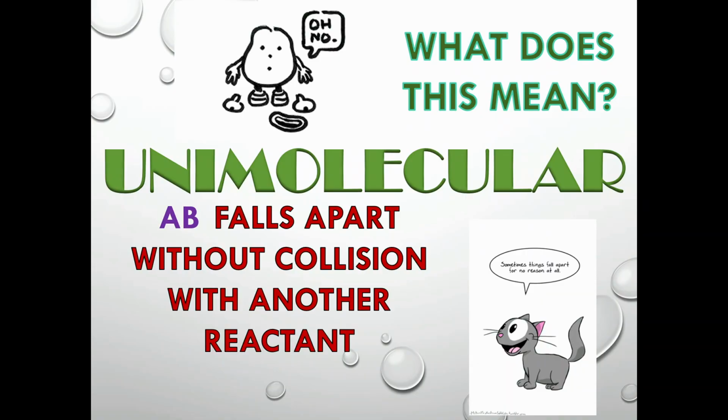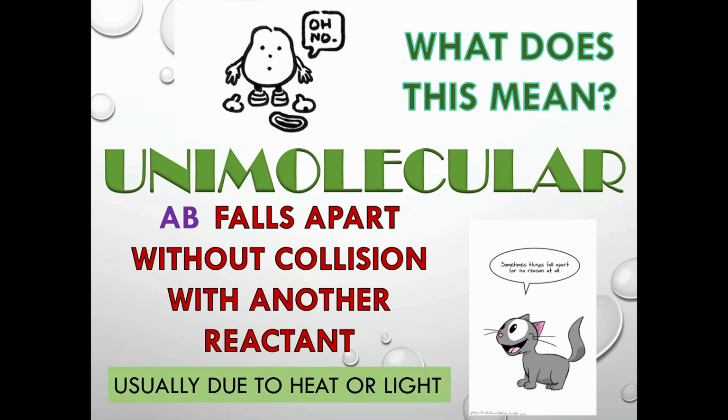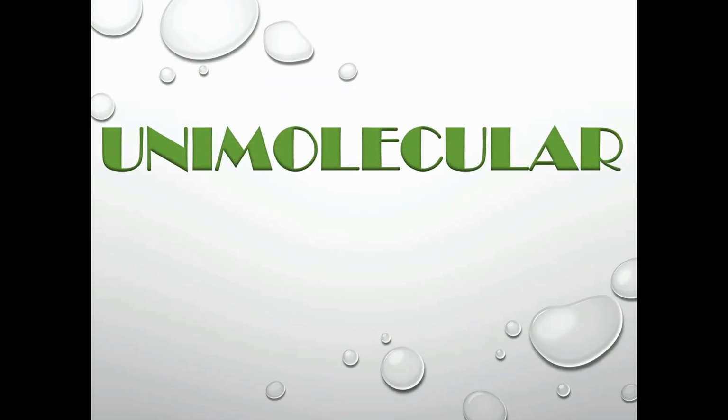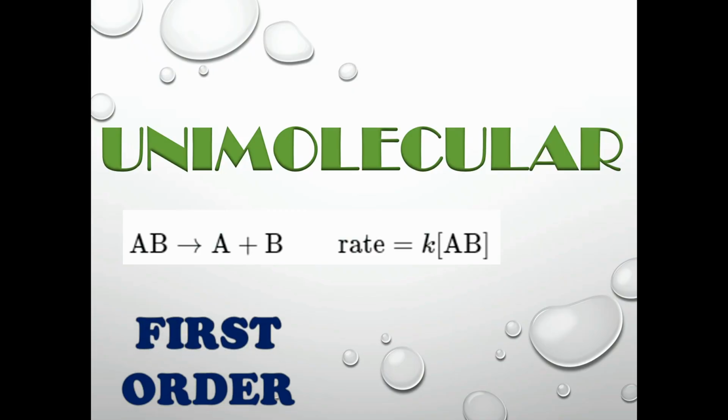But they are not banging into another reactant molecule. So, as I said, usually due to heat or light. So, unimolecular is rate equals k times [AB], which is first order. So we're now defining the orders by how many molecules are banging together to create the reaction start. Not the entire reaction, but just the start of the reaction. For an elementary single-step reaction, that is the entire reaction.